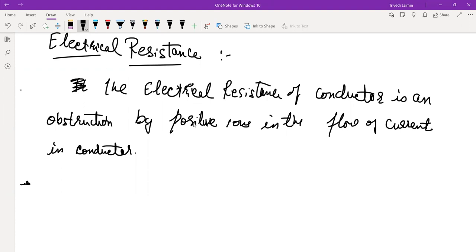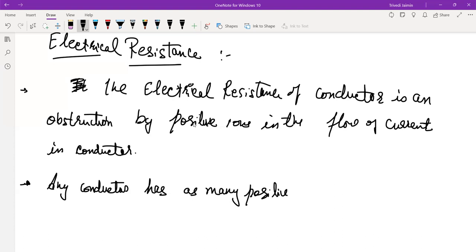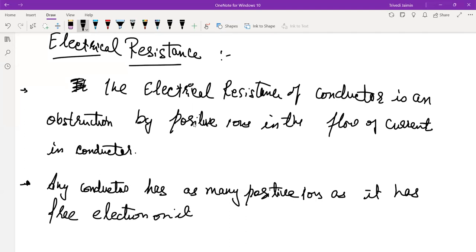Let me write a point so that you will remember. Take any conductor: as many positive ions as it has, that many free electrons it has. So the flow will be more prominent.